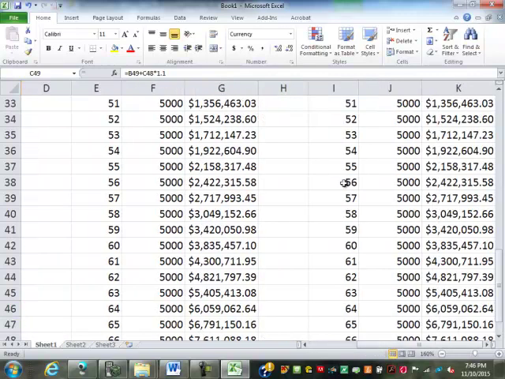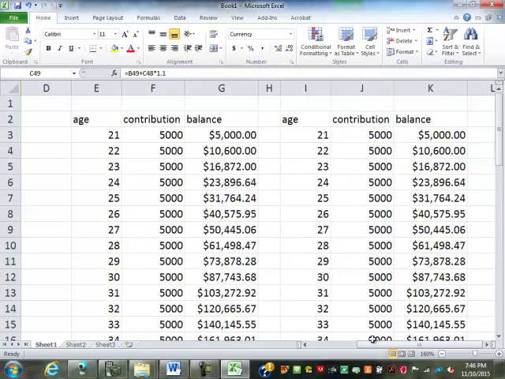Now, here's another example I want to show you. Let's say this person here started at 21, put away that 5,000 a year. By the way, you can start doing it at age 16. The only rule is you have to make at least as much as you put away. So if you're 16 years old, if you only make $700 that year, you can only put away $700 in a retirement account.